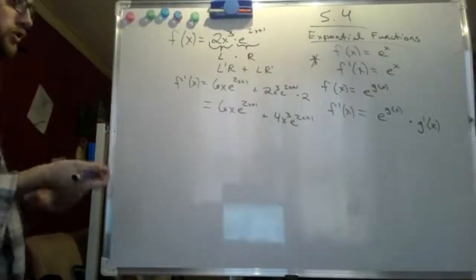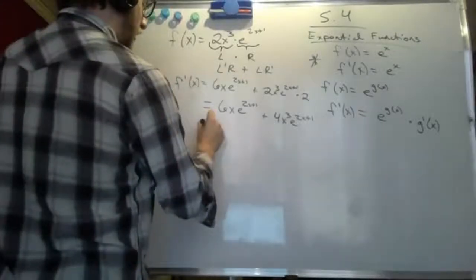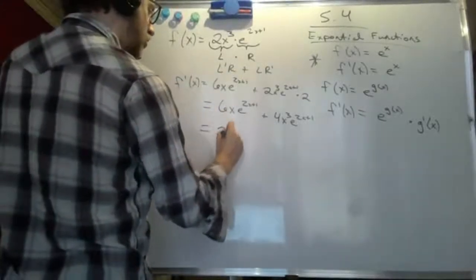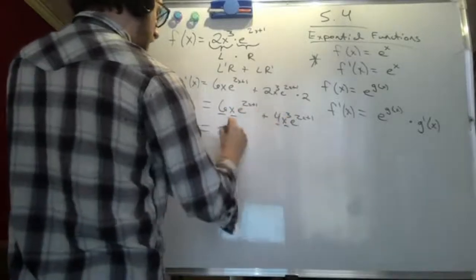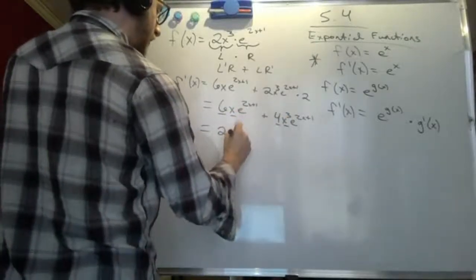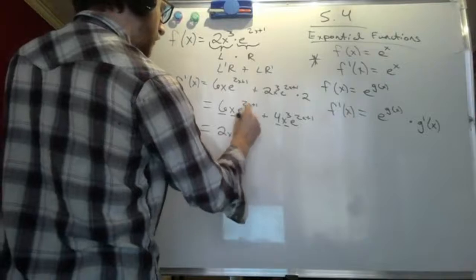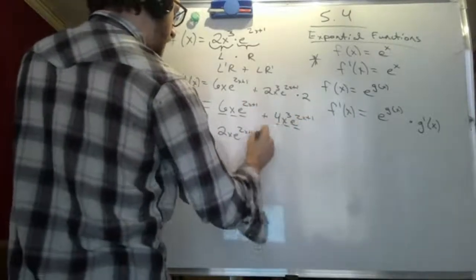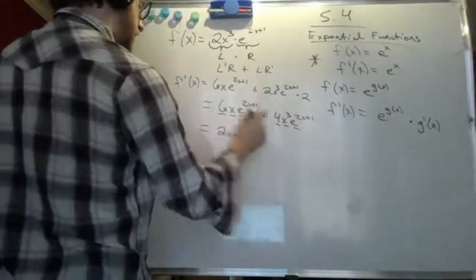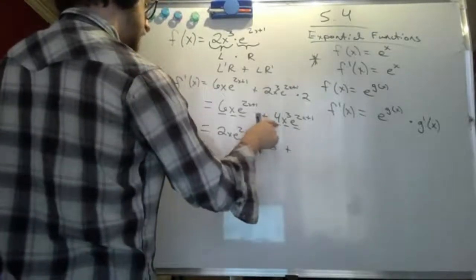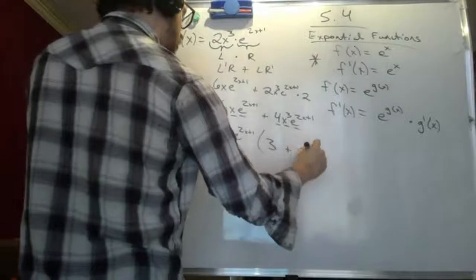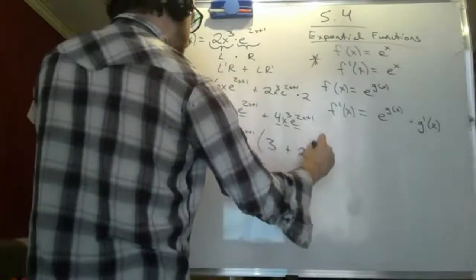If you really wanted to, you could try to simplify this a little bit. If you wanted to factor out a 2 and maybe you want to factor out an x, and then you want to factor out this e to the 2x plus 1, then you're going to be left with on the inside, this is going to be times 3, plus this is going to be 2x squared.